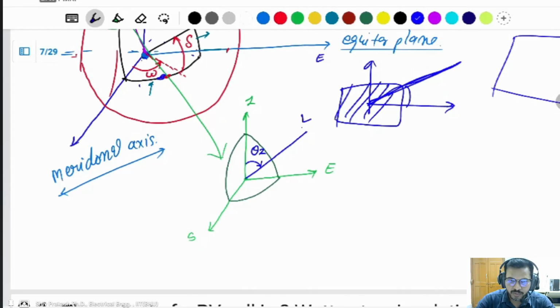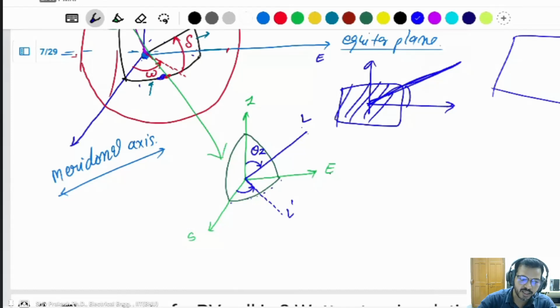Then you can take a projection of the sunlight onto the surface of the earth. If this is the surface of the earth, what is the projection of this on the earth? Take a line. This is L dash, the projection of the sunlight on the surface of the earth. The angle between east and south is 90 degrees. Then this angle is known as the azimuth angle. Oh sorry, not the watt hour angle, sorry, the azimuth angle.